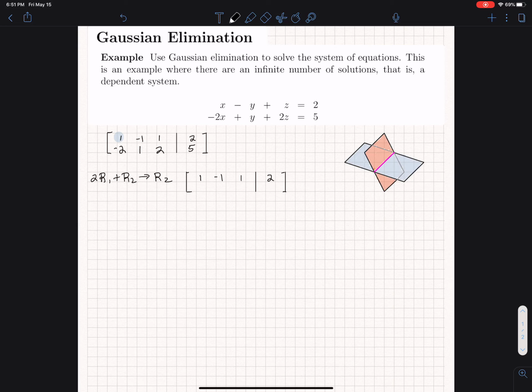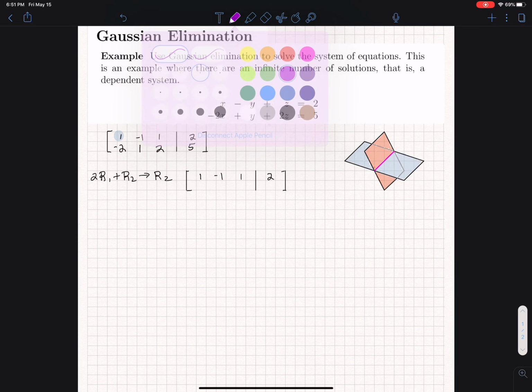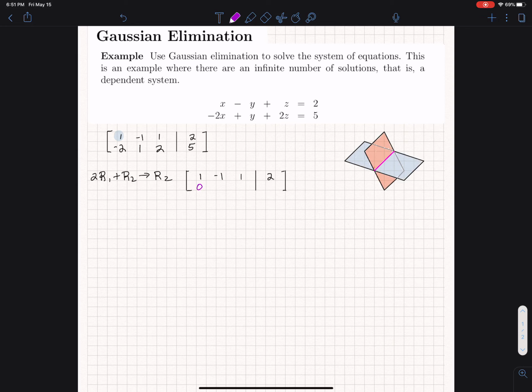So you multiply the first row by 2 and add it to the second row. If I change colors, it's easier to see what's happening here. I multiply 2 times 1 and add it to 2, and I get 0 right here. Negative 1 times 2 makes negative 2, plus 1 makes negative 1, and so on. We just keep moving along here. It's a little easy to make mistakes, but the more I do this, the better I get at it. So I just tell myself I've got to keep working at it.